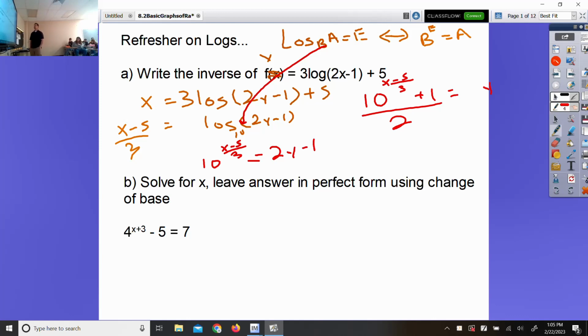Now, once you've isolated y, how are you supposed to rewrite it? Read the inverse of f of x. Great note taking. Amazing.